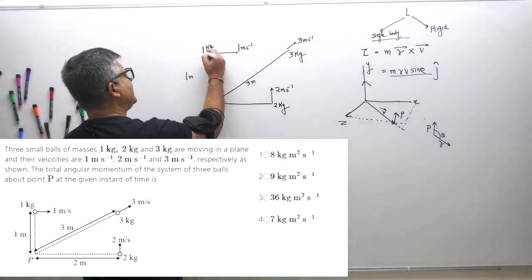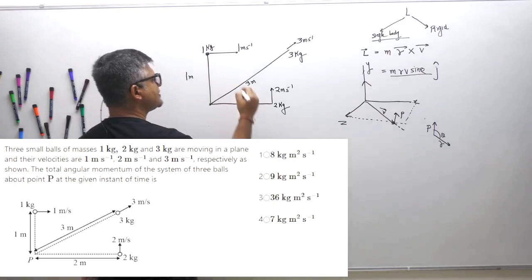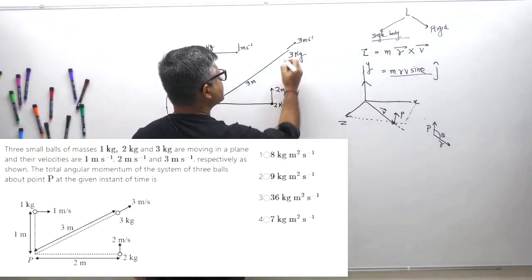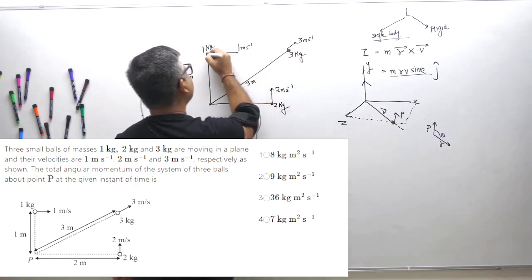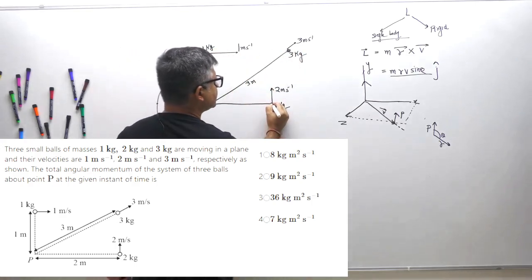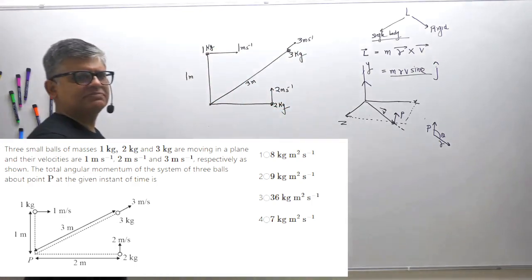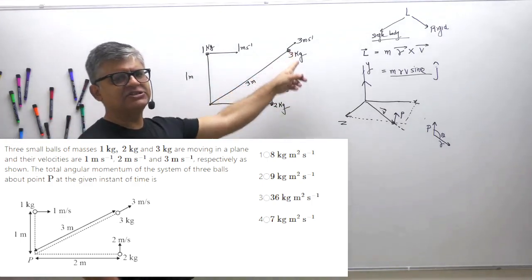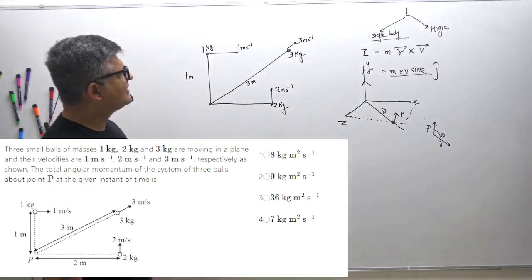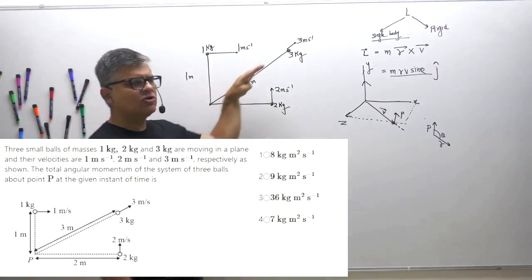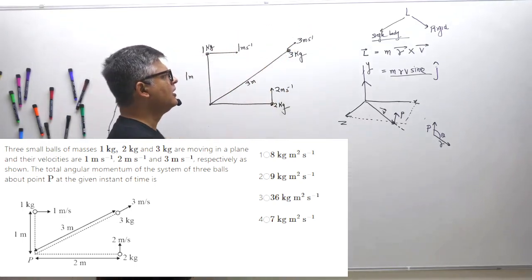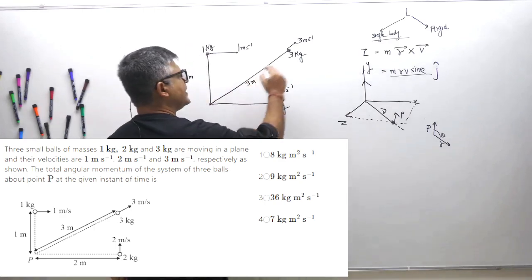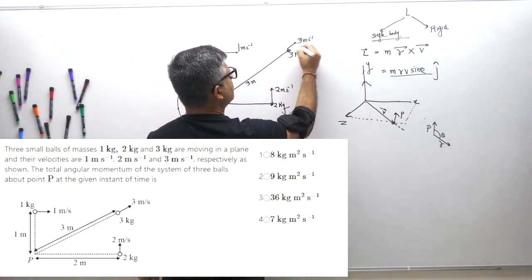I'm going to highlight the masses. So this is your mass, this is your mass, and this is your mass. So you have a situation like this. I now talk about the 3 kg one. If you notice, the 3 kg has a linear momentum in this direction. So what is the linear momentum of this, right?